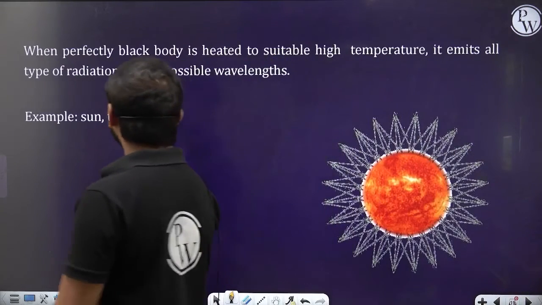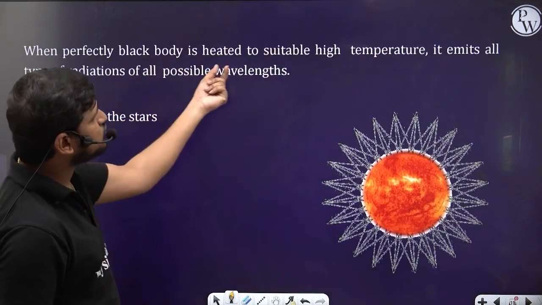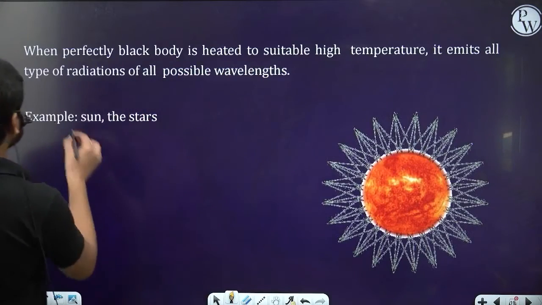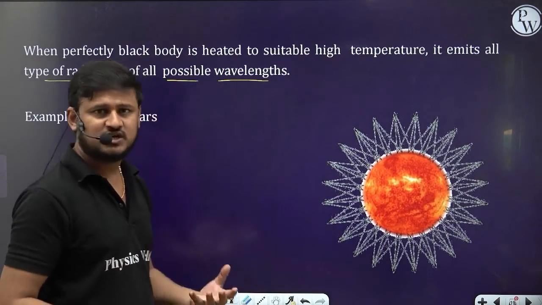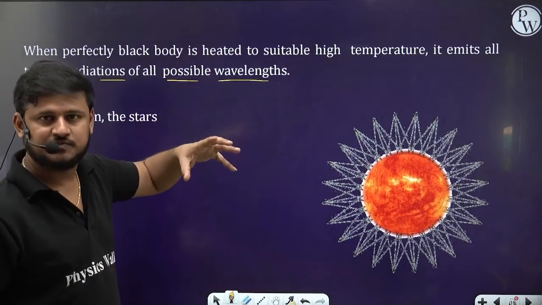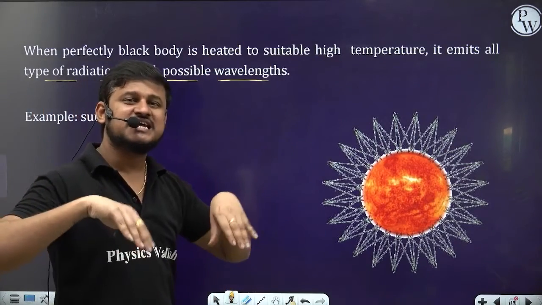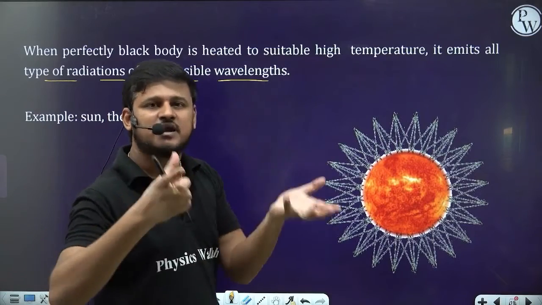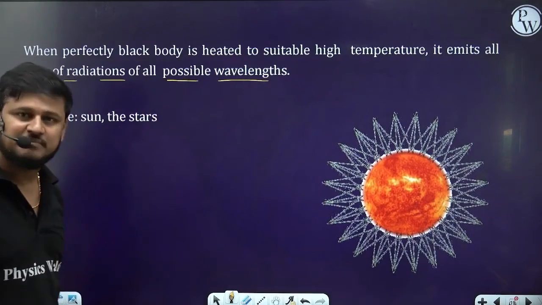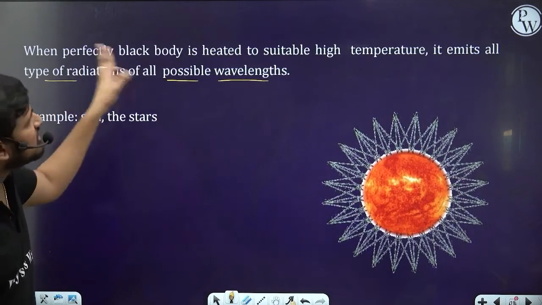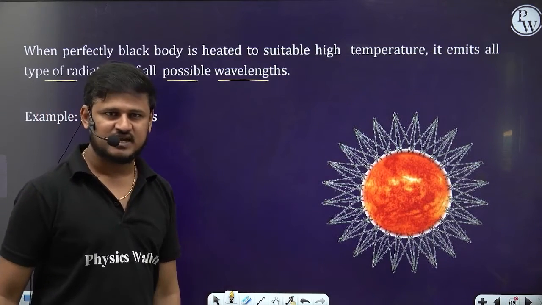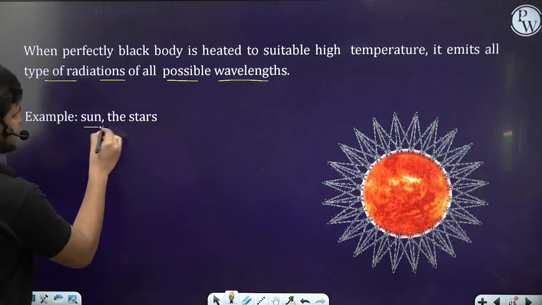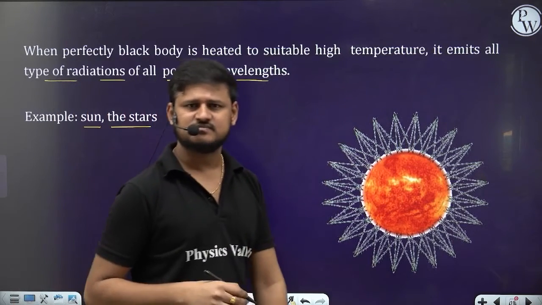And when a perfectly black body is heated to a suitably high temperature, it emits all types of radiations of all possible wavelengths. So this is the reverse definition. The second definition: it absorbs all the radiations, and at the same time, if you heat the black body to a suitably high temperature, it emits all types of radiations of all possible wavelengths. Done. Examples are the sun and the stars. Clear, guys?